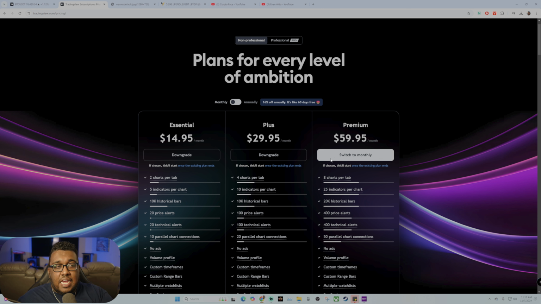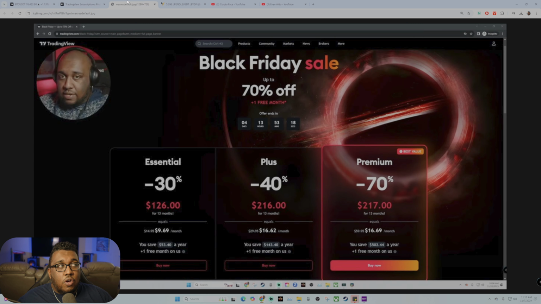But right now you can see I have it right here. It says switch to monthly because I have the yearly version, or I can downgrade. You guys always want to wait until the Black Friday sales because that's going to give you the best deals out there on the market.